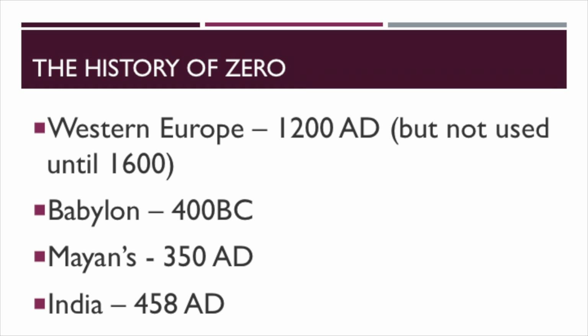Now, we can compare this with the history of other civilizations and realize that we in Western Europe did not have exclusive domain over mathematics. In Babylon, they had the concept of zero starting as early as 450 BC. In the Americas, the Mayans had the concept of zero around 350 AD, and in India, we saw the appearance of the number zero as early as 450 AD. So, in mathematical concepts, Western Europe was way behind in this one particular area, almost 1,000 years.